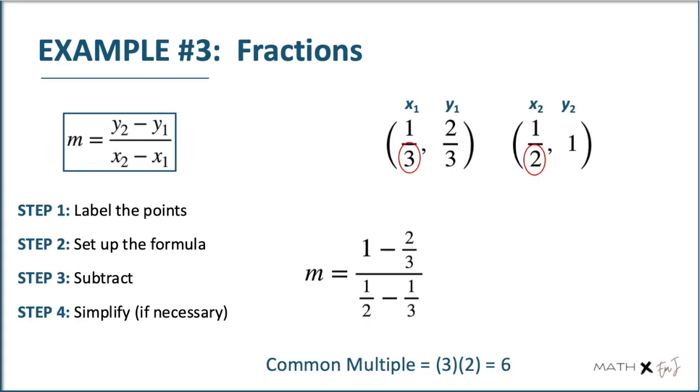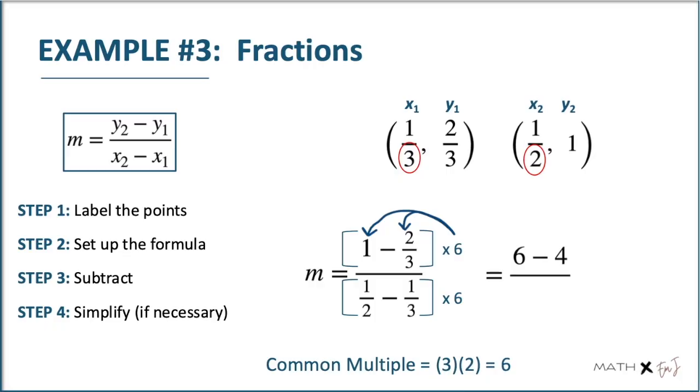Now we can use the common multiple to get rid of the fractions. What we want to do is multiply the numerator and the denominator by 6. Let's start with the numerator. 6 times 1 will give us 6. 6 times 2 gives us 12, divided by 3 gives us 4. And our denominator, 6 times 1 gives us 6, divided by 2 gives us 3. 6 times 1 gives us 6, divided by 3 gives us 2.